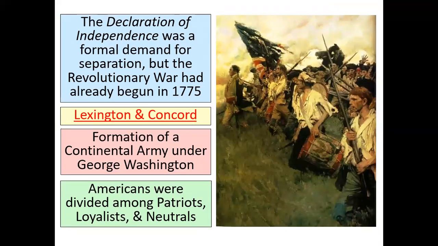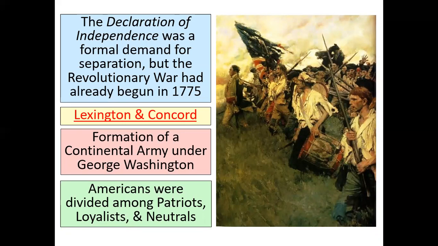All right. The Declaration of Independence was the formal demand of separation, and the war technically had already begun in 1775, but months later it's made official because of Lexington and Concord, which we talked about last time. Formation of the Continental Army, a true blue professional army, is basically created. And it is put under the command of George Washington, hero of the French and Indian War for the British. Proud, popular, famous Virginian.